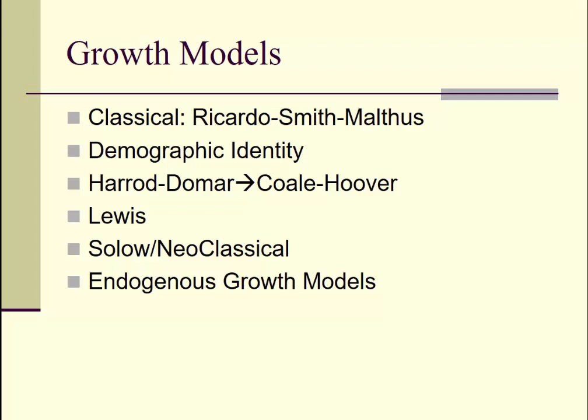And now let's just start going through them one at a time. First, the classical model, which was the first model to recognize that there can be and will be diminishing returns. Then we'll go on to the demographic identity, which led to both Harrod-Domar and Coale-Hoover's recognition that the denominator of population was a critical problem. Then we'll focus briefly on the Lewis model, which showed that in a developing country there can be dual sectors, both an agricultural sector and an industrial sector, and the migration between the sectors was the critical focus for Lewis. We'll go on to the Solow model, which is a more sophisticated version of the classical model. We'll test the Solow model and find that we actually need a better model, and we'll end the lecture with endogenous growth models.